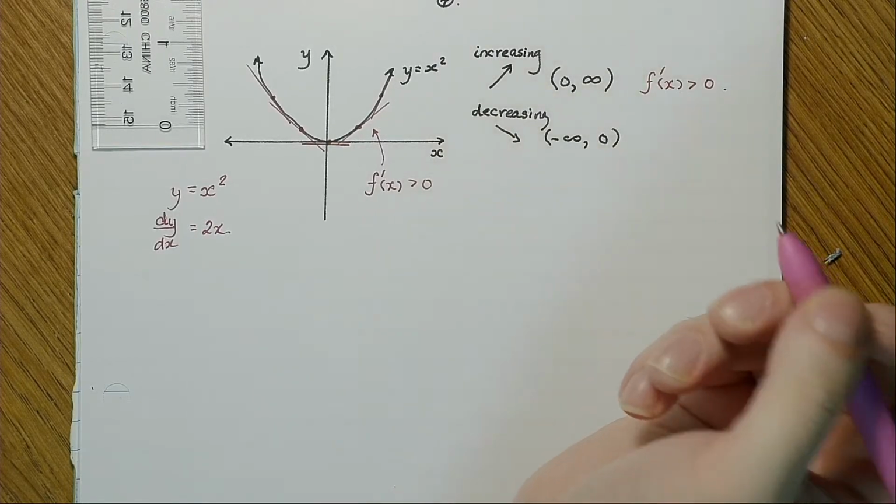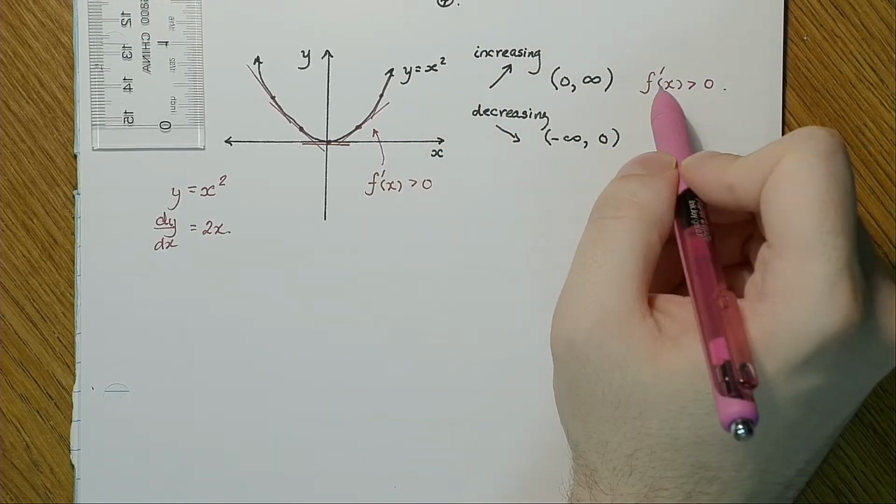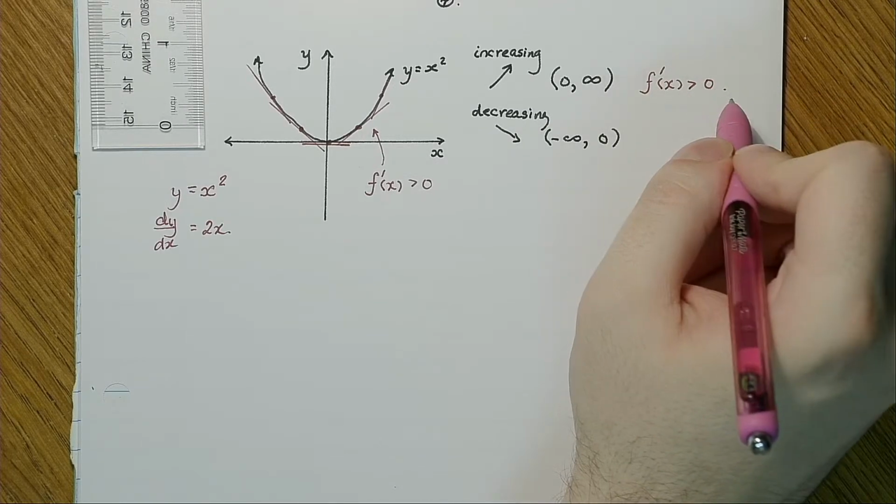Okay, so that's kind of what I'm going to say here. We're going to have f prime, and it's going to be greater than 0.